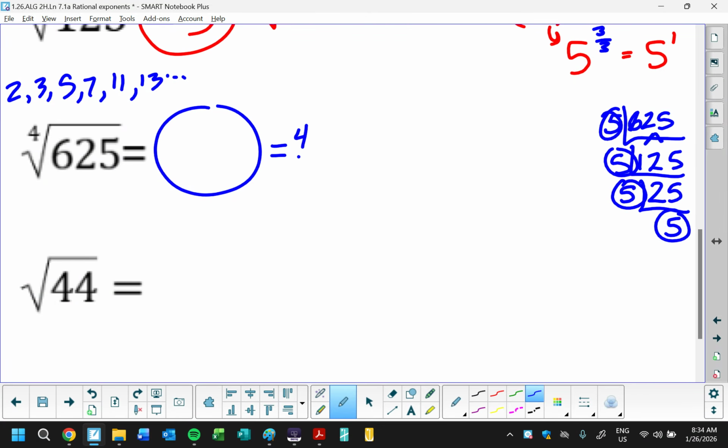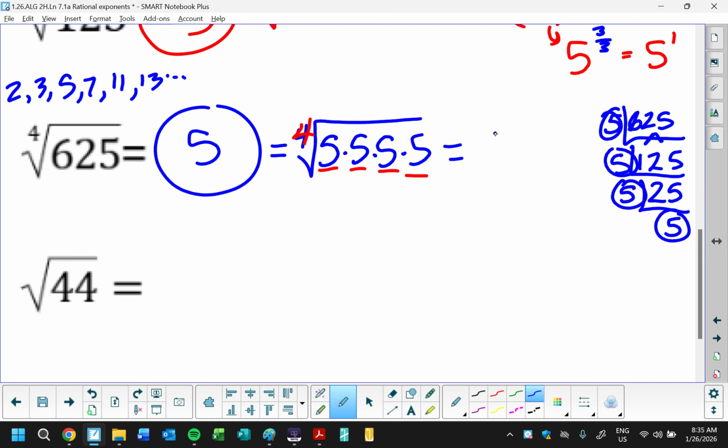In other words, if I wrote this in expanded form, the fourth root of 5 times 5, gee, what number multiplied by itself 4 times would be the same or equivalent to 5 multiplied by itself 4 times? And naturally, that's going to be a 5. I wonder if you could also write it as a power of 625.